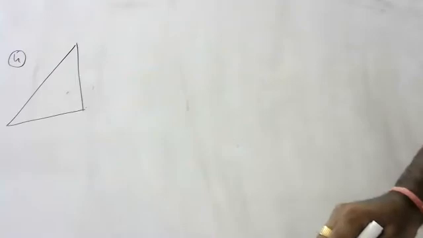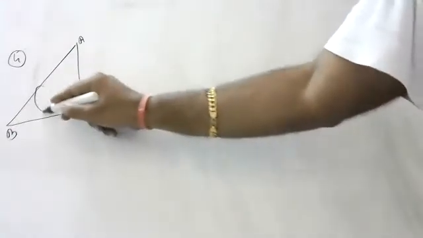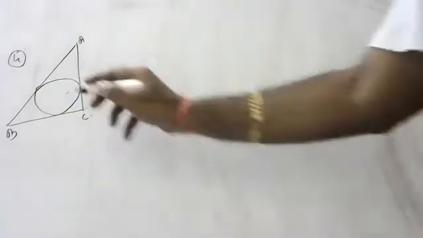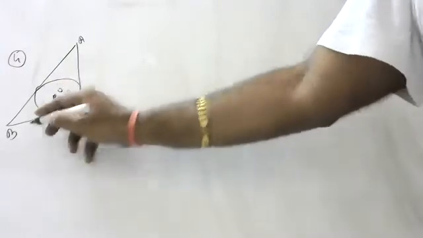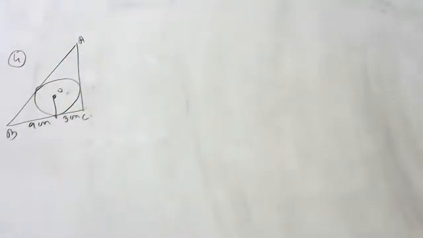A triangle ABC is drawn. Please see the figure, children. ABC is drawn, and there is a circle. And children, this is 9 centimeters and this is 3 centimeters. Please see the question, children.